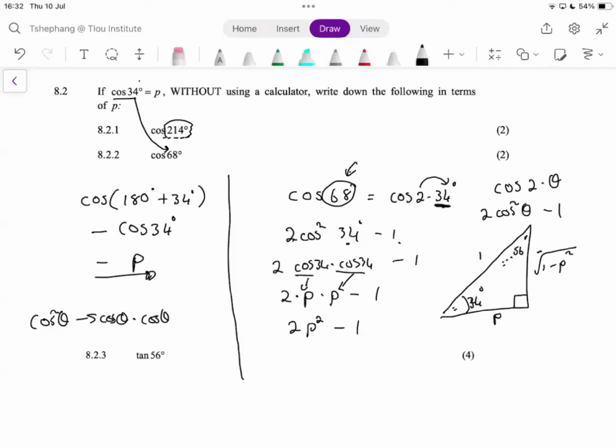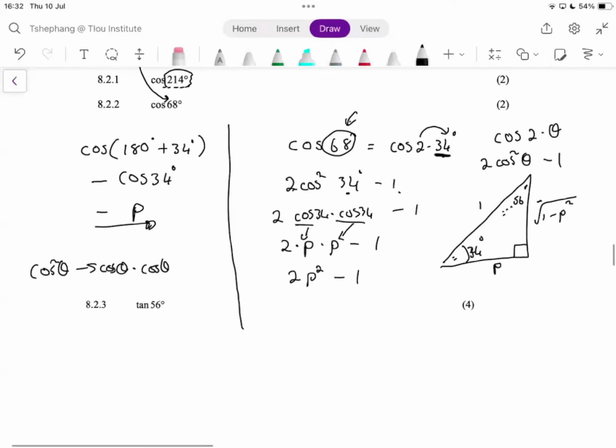Now that you have that, we can solve for tan of 56 because tan is y over x. What is the y value? The y value is 1 minus p squared under square root. And what is the x value? The x value is p. But what are we looking for? We are looking for 56, not 34 degrees, right? So we have to say tan of 56 degrees is what?